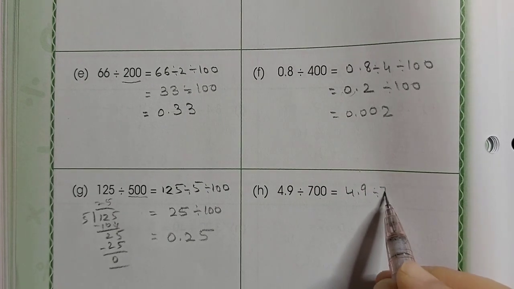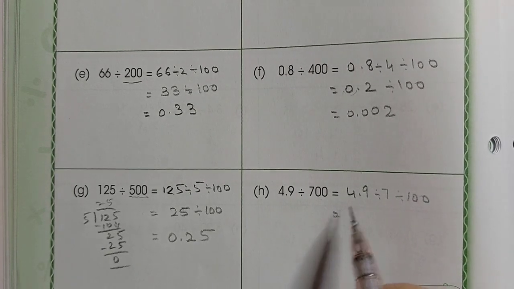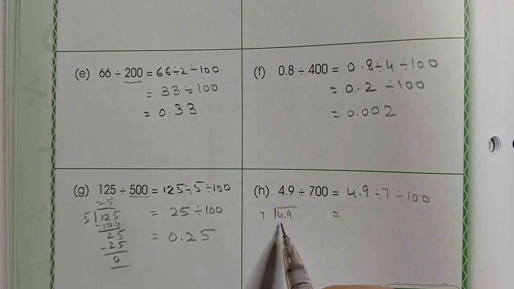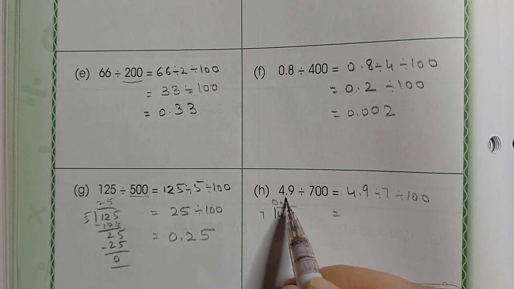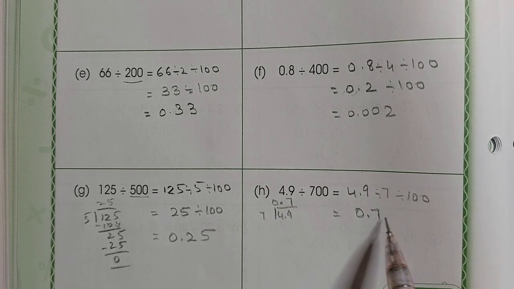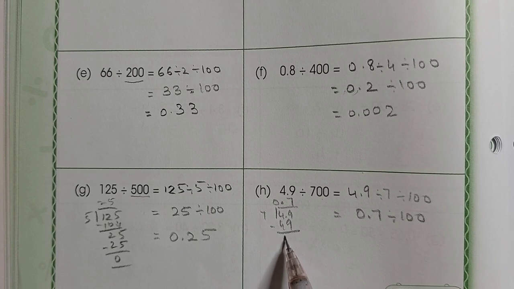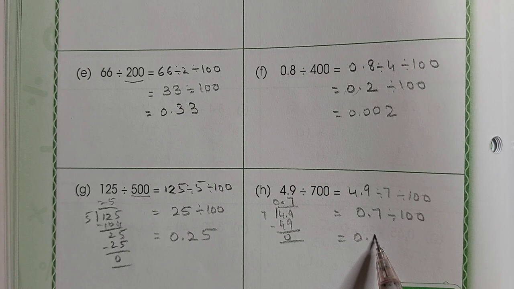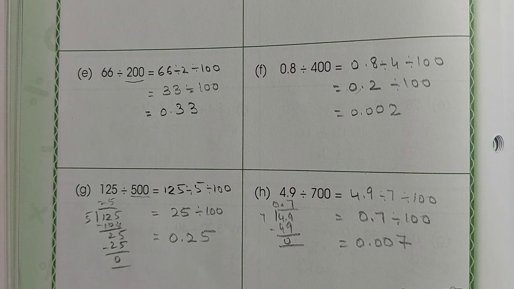Okay, part H is 4.9 divided by 700. 4.9 divided by 7 divided by 100. So 7 into 4.9. Okay, 7, 4 is smaller, so we take 4.9, which gives 0.7. 0.7 divided by 100. When you move 2 decimal places, it will become 0.007. Okay. This is the last part of question number 2, that is on page number 10.